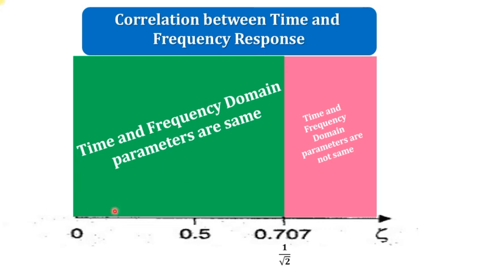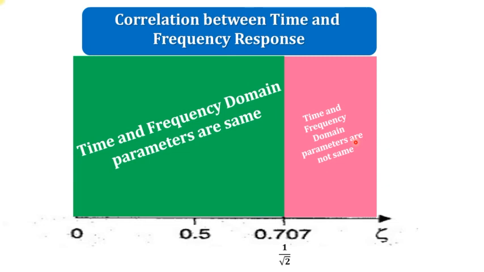During this period, in the green color region, you can see that time and frequency domain parameters are the same. Same means there is a good relationship. But if you change the damping ratio beyond 0.707, or beyond 1 by root 2, time and frequency domain parameters are not the same. So this is a very important thing.